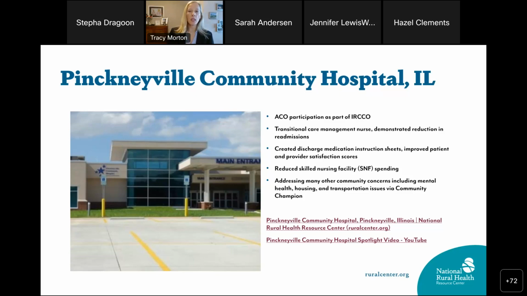And as they've been working on this, they've also been connecting further with the community and are starting to address other items that can or cannot impact that transitional care. Those include things like mental health, housing, and transportation. And they're doing that through using a community champion. A community champion is a really unique position.